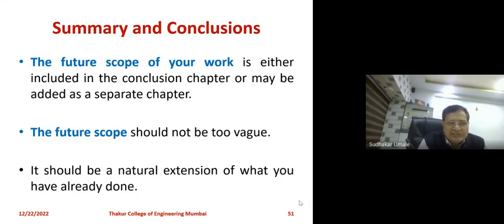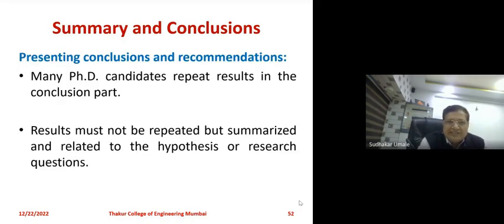So, presenting conclusions and recommendations is very important. Many PhD students have to write conclusions in a precise manner, so I want to explain how to present the conclusions and recommendations. Many PhD candidates repeat results in the conclusions part. They put the same results in the conclusions. It is not allowed, and hence you have to write conclusions separate from the results part. Results must not be repeated, but must be summarized and related to the hypothesis or research question you have selected. Your research questions must match the conclusions part.